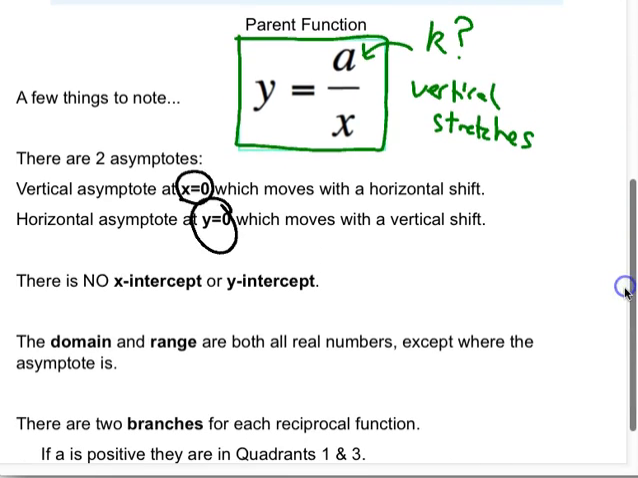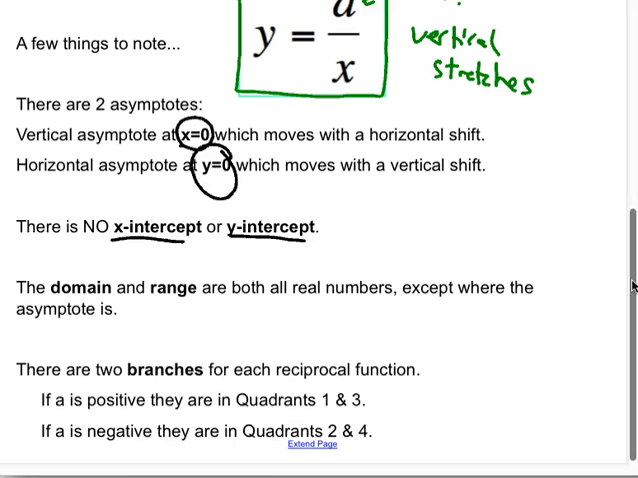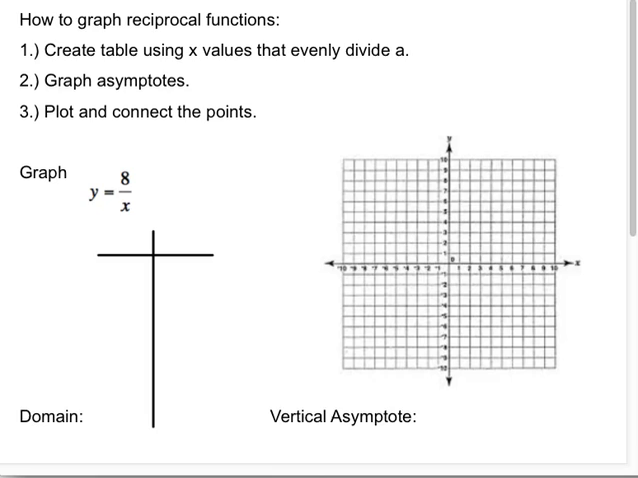Another observation to make is right now, when there's no shifting, notice it's not going to be able to touch either axis. So these ones that have no shifting, all of them today are going to have no x-intercept and no y-intercept either. Then, like I already talked about, there's two branches, depending on if a is positive or if a is negative. So how do we do this? How do we graph these functions?